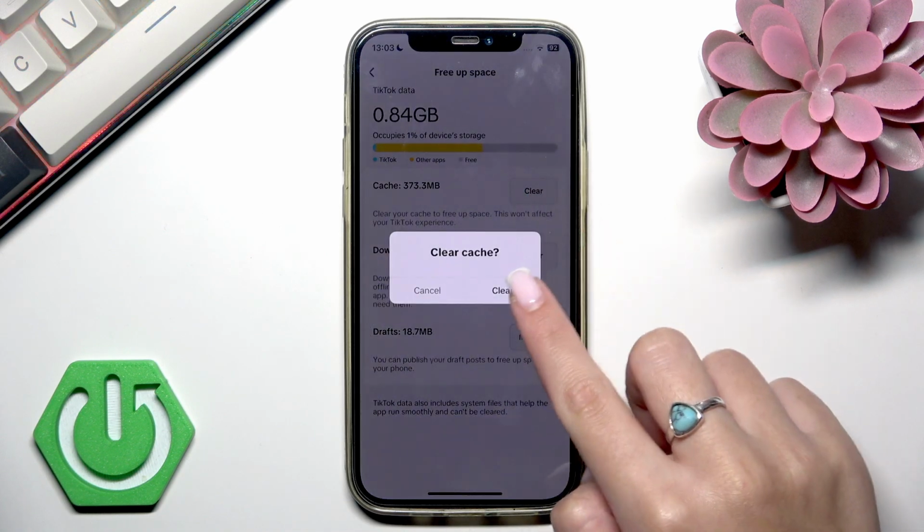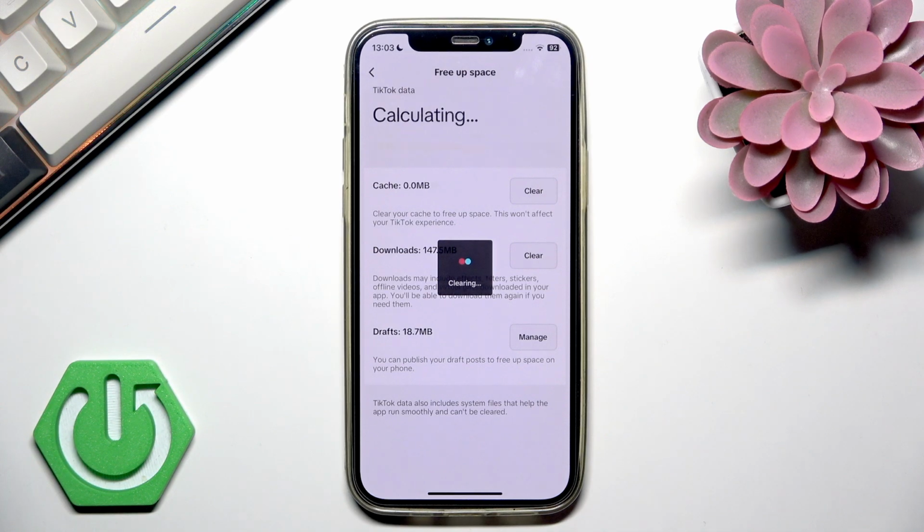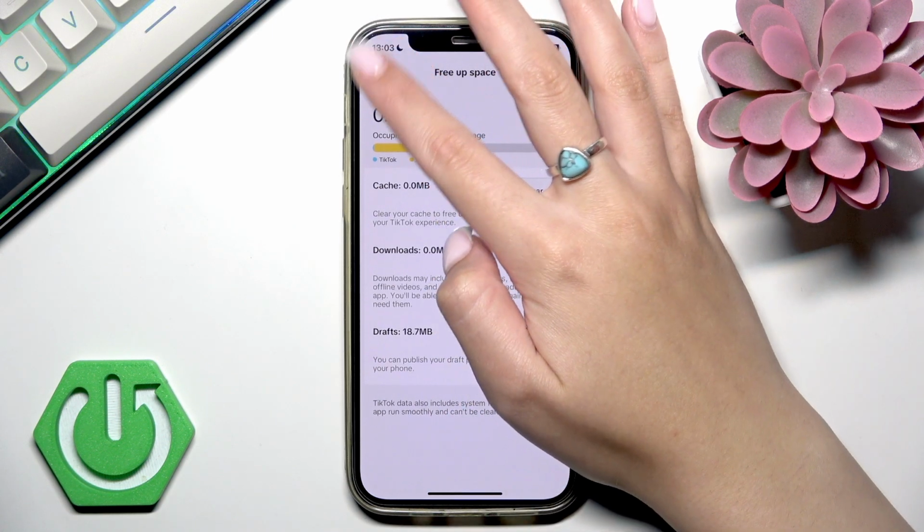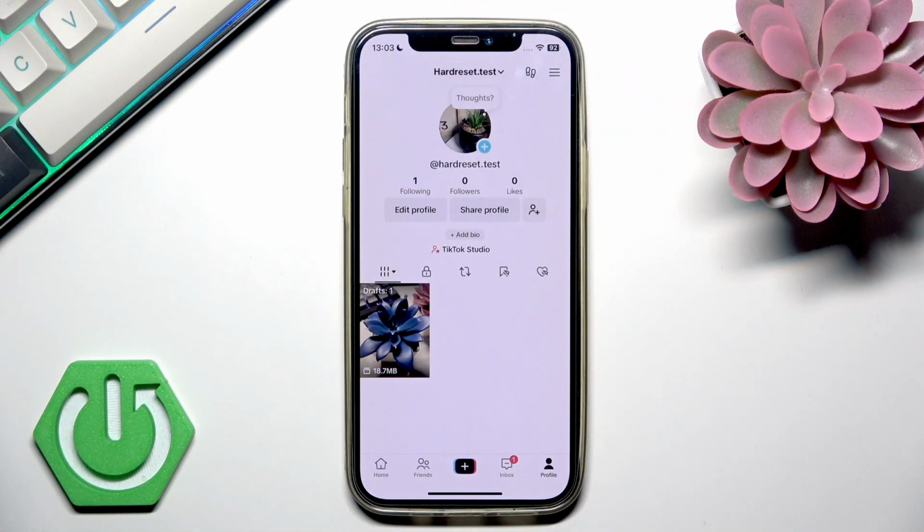clear your cache. This is a really good way to free up your storage if you are running out of your storage on your phone, and basically to keep your phone clear. This is also very good.